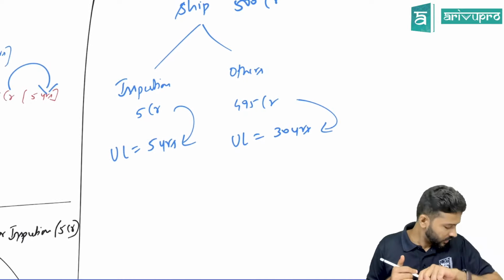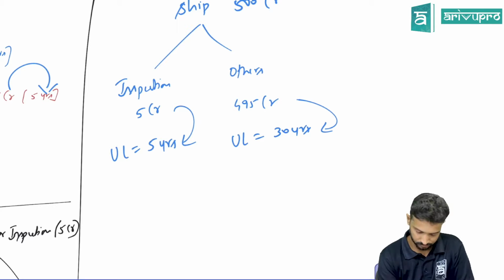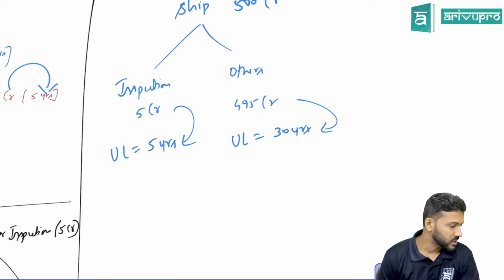Understood? Can we look at it numerically? One question is there. After that, we will take a break. Is it clear to everyone?